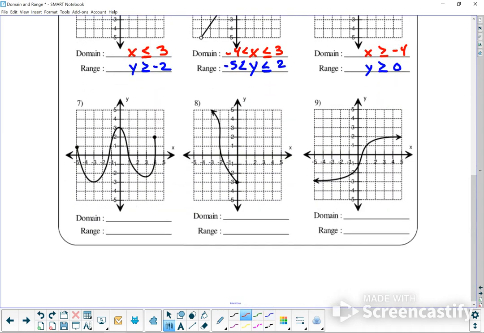Okay, this one here, it's going to go as far left as -5, and it stops at -5, and it's going to go as far right as 4, and it stops at 4. So this one is going to be x in the middle. -5 is the smaller number, 4 is the bigger number. Less than or equal to, because it stops there, and less than or equal to, because it also stops there at 4.